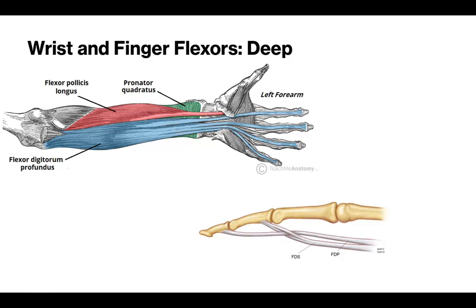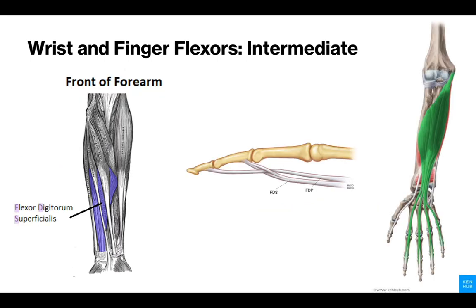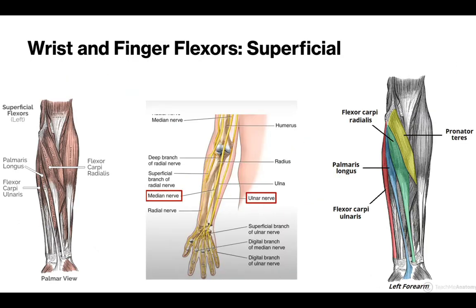Let's talk about their innervation. These are all going to be innervated by the median nerve. Okay, so all the deep, the 1 intermediate, and most of the superficial are going to be innervated by the median nerve. The only one that's not is the flexor carpi ulnaris, and it's right there in the name, so it'll tell you that it's actually the ulnar nerve that innervates it.